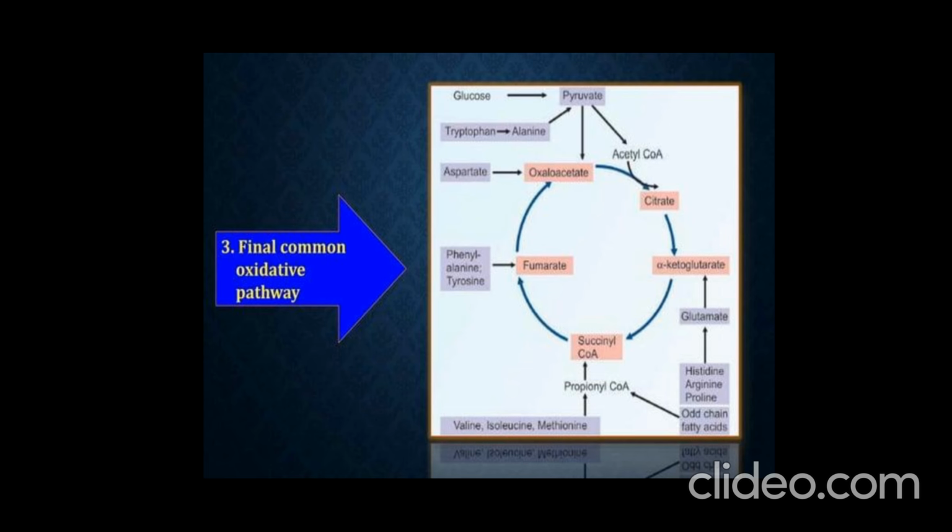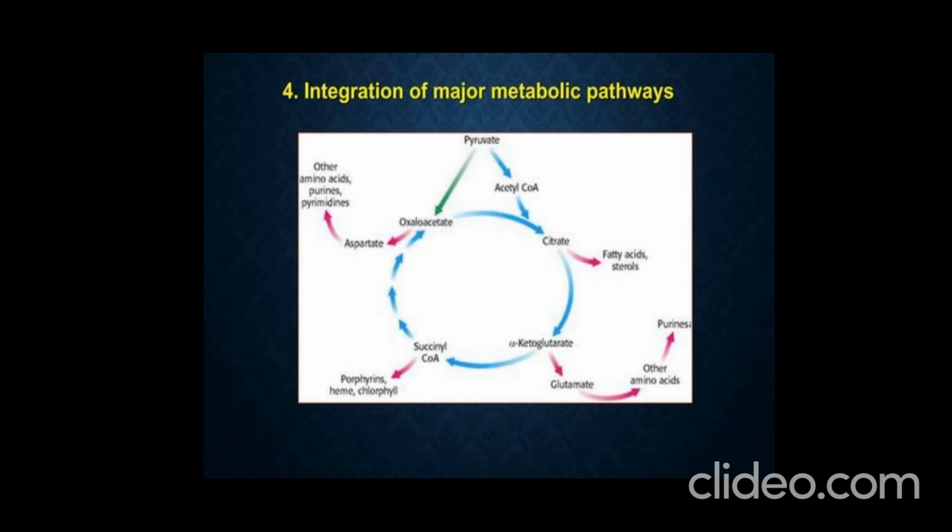So aspartate is also converted to oxaloacetate, and histidine, arginine, proline, etc. are converted to glutamate, and it forms alpha ketoglutarate. So this indicates it is a final common oxidative pathway. From various substrates, it is commonly formed inside this cycle. That's why it is known as the final common oxidative pathway.